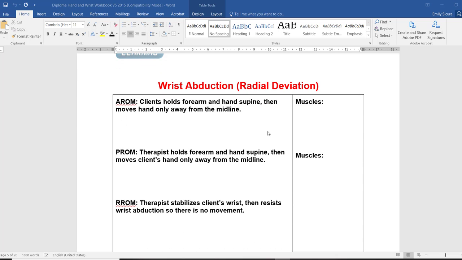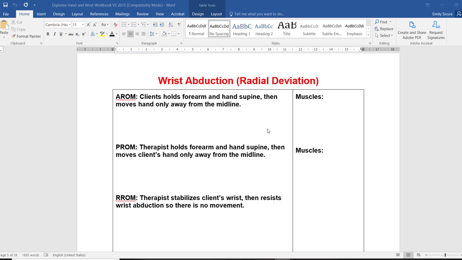Wrist abduction or radial deviation. Actively, the client will hold the forearm and hand supine, then moves their hand only away from the midline. Passively, the therapist will hold the forearm and hand supine, then moves the client's hand only away from the midline. And resistively, the therapist stabilizes the client's wrist, then resists wrist abduction, so there is no movement.